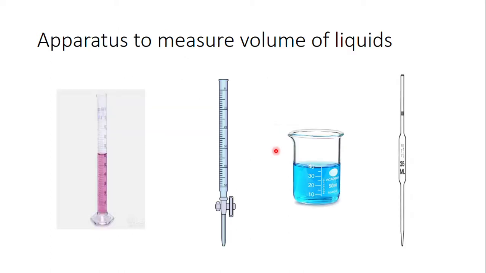We use these apparatus to measure the volume of liquids exactly. This is the graduated jar or cylinder, this apparatus is a burette, this is the beaker, and here we have a pipette. These are the measuring devices, the instruments that we use to measure the volume of liquids.